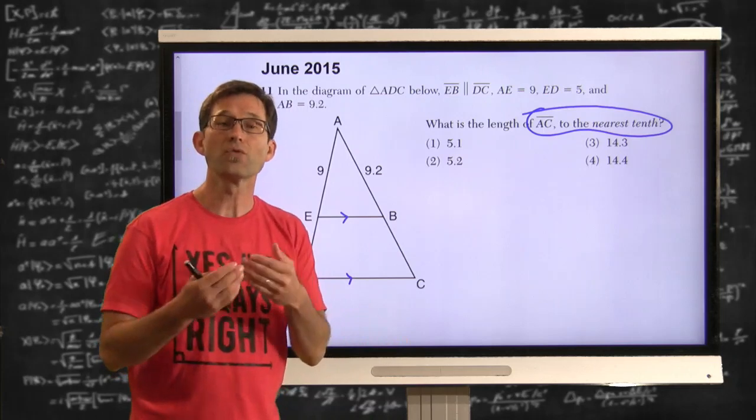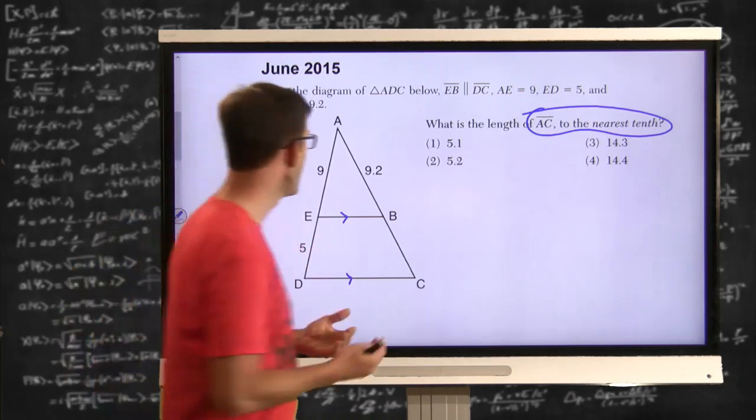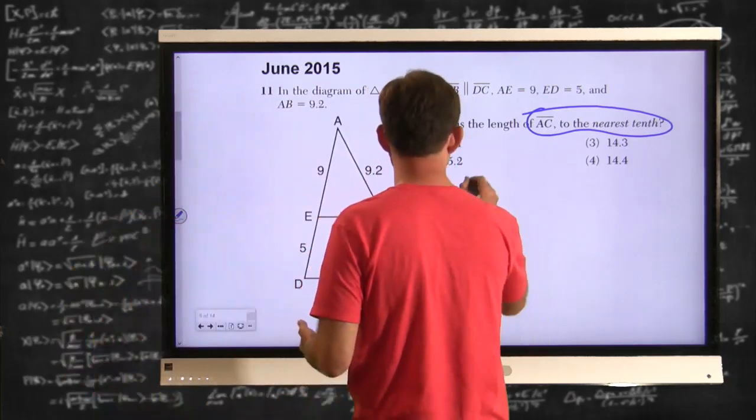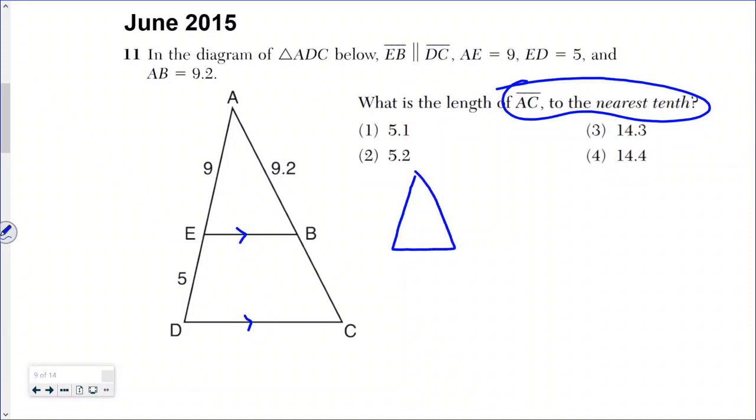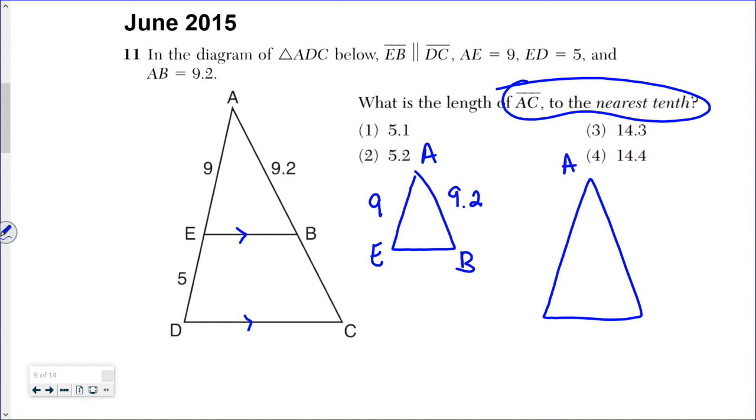And if that's the case in a problem like this, 100% of the time, what I'm gonna do is draw the two triangles separately. So I've got triangle AEB with that 9 and that 9.2. And I've got then the larger triangle, ADC, and that length is 14. And this is what I'm looking for. I'll call it X.